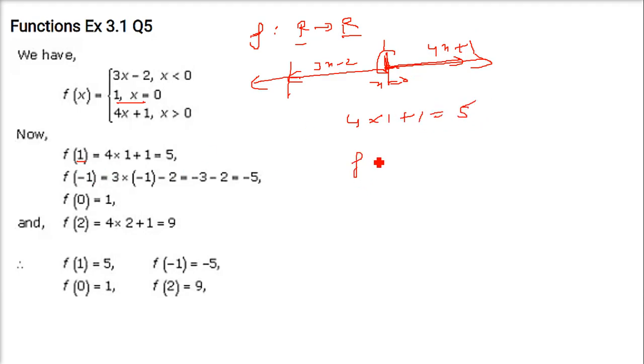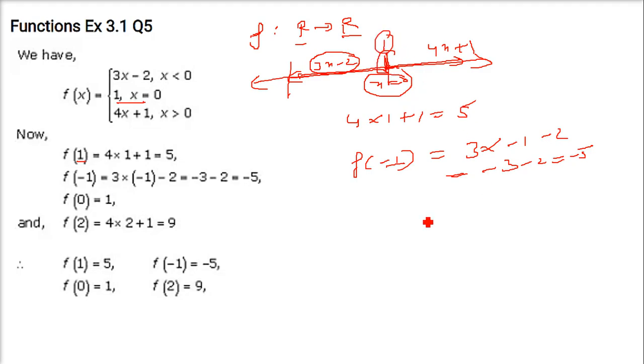Coming to f minus 1. Minus 1 is less than 0. So you will go here, and this option you are going to use. 3 into minus 1 minus 2, that is minus 3 minus 2, minus 5. f0, because it is given, when x is equal to 0, what you are going to get? Always 1. So it will be 1.